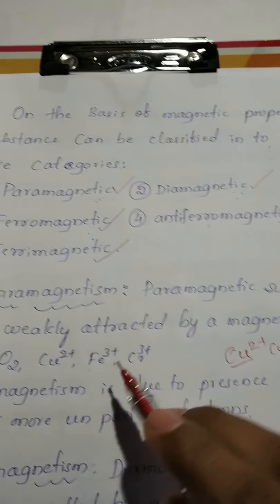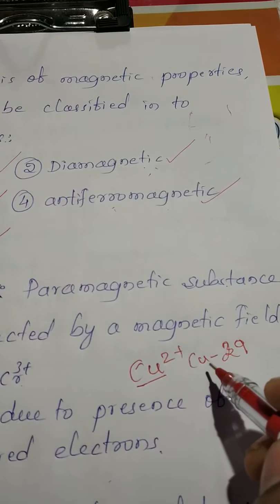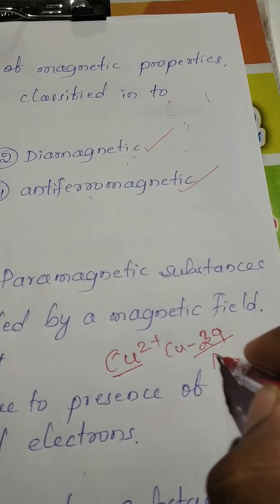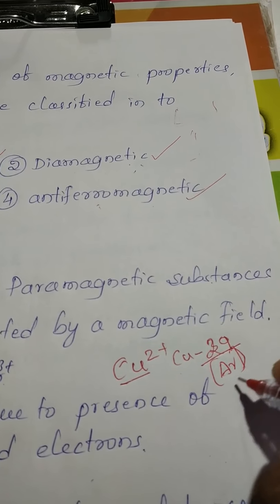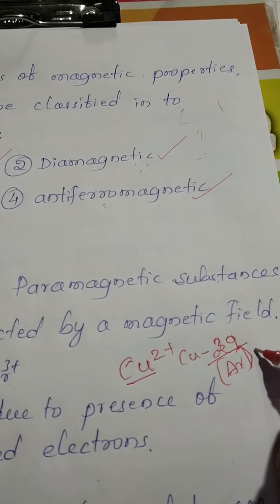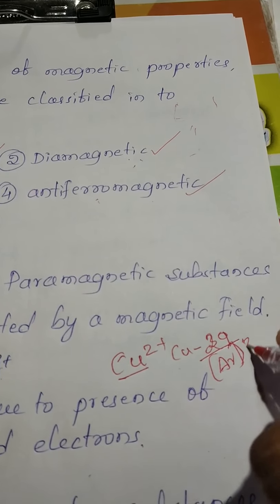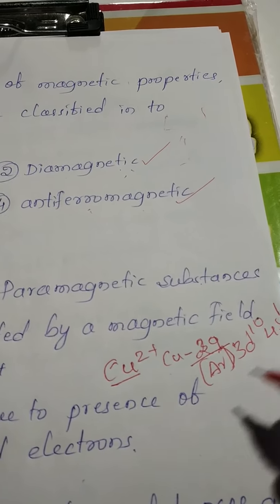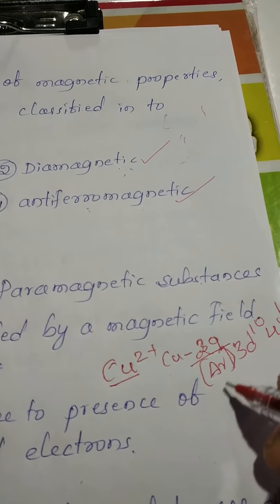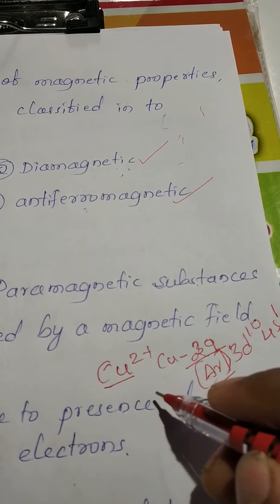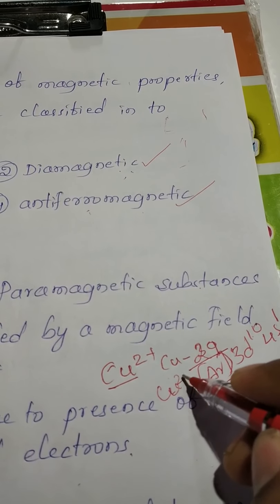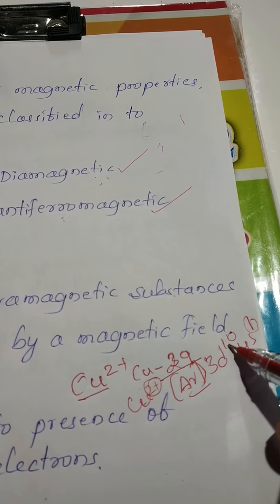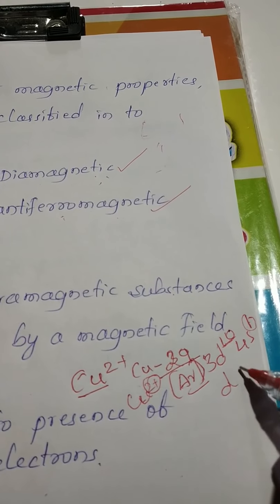For example, see here, Cu plus 2. The atomic number of Cu is 29. The electronic configuration of Cu is argon, atomic number of argon is 18, then 3d10 4s1. 18 plus 10, 28 plus 1, 29. Here Cu is present in the plus 2 oxidation state, which means it has lost 2 electrons. Just remove 1 electron from here and 1 electron from here. It means it is a d9 system.